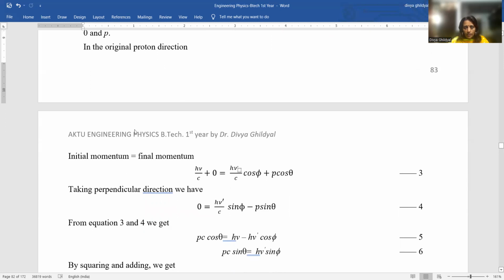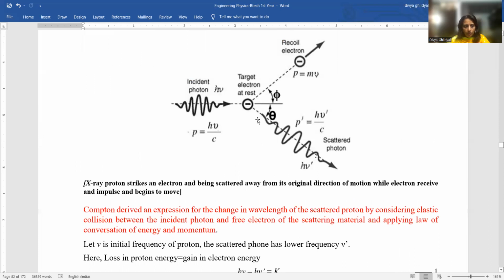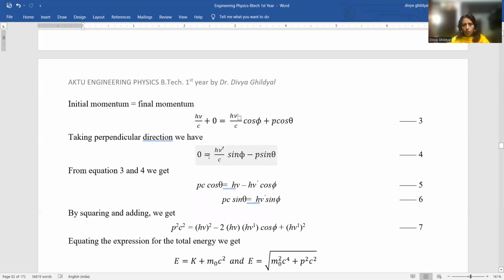So in the original photon direction, initial equal to final: h mu by c plus zero equal to h mu dash by c cos phi plus p cos theta. Now taking perpendicular directions, we do not want the horizontal ones. After resolving, we get 0 is equal to h mu dash by c sin phi minus p sin theta, where we are taking the perpendicular and the initial portion as 0. From equations 3 and 4, we get pc cos theta is equal to h mu minus h mu dash cos phi. So pc sin theta, these are the horizontally and vertically resolved components.